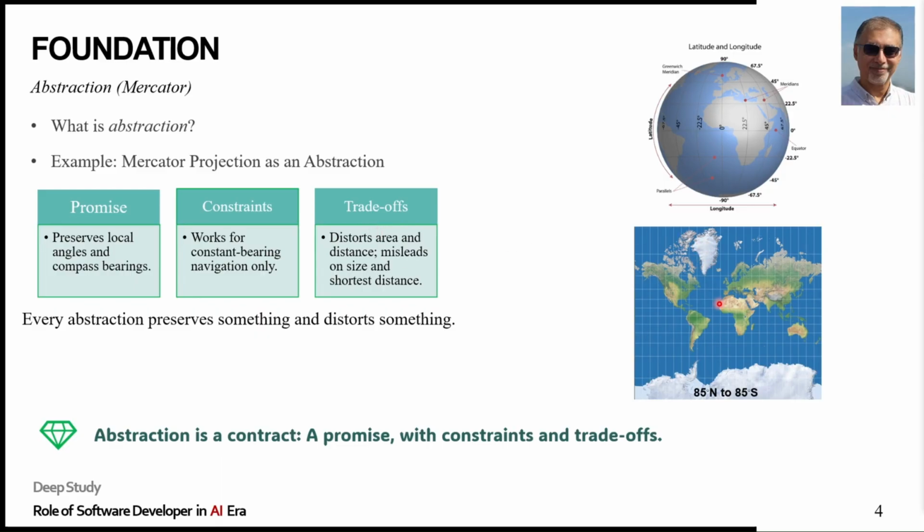Greenland looks similar in size to Africa, when Africa is 14 times larger. Antarctica becomes enormous because the poles are stretched. The map only shows 85 degrees north to 85 degrees south because distortion becomes infinite near the poles. So you cannot rely on this map for comparing sizes or distances, but it fits its purpose beautifully, which is to let a sailor set the compass direction once and get going. Key point here is that abstraction is a contract, a promise with constraints and trade offs.